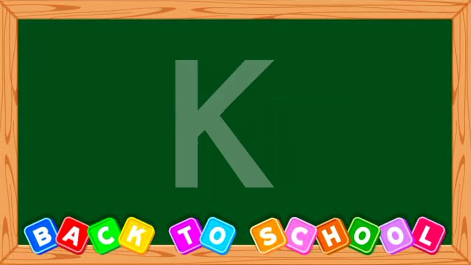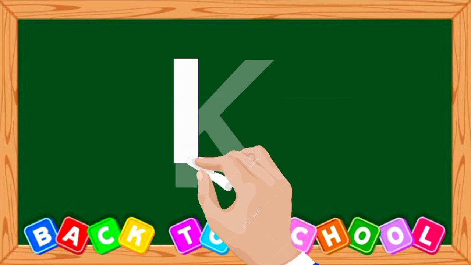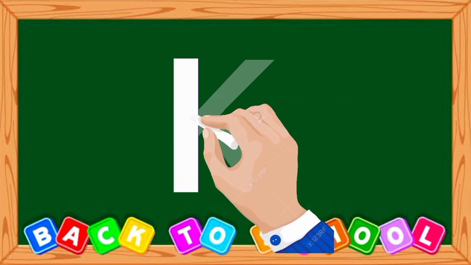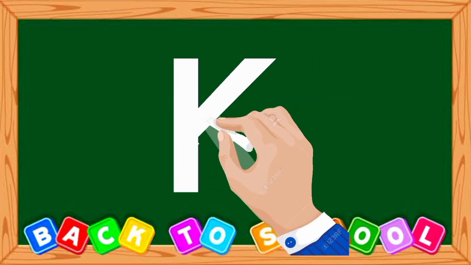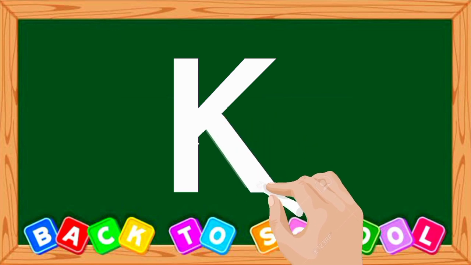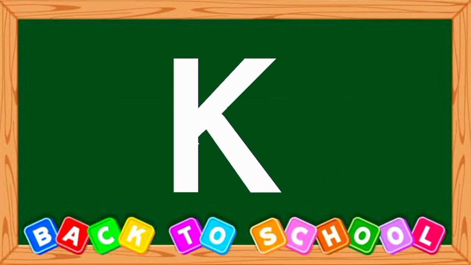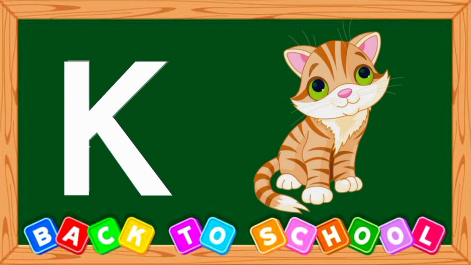Letter K. One standing line and one slanting line towards the top and a slanting line towards the bottom makes my letter K. K says K. K as in kitten.